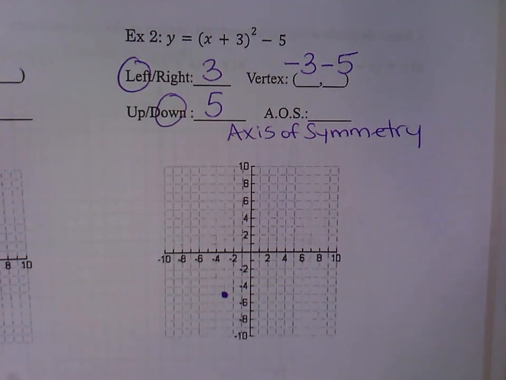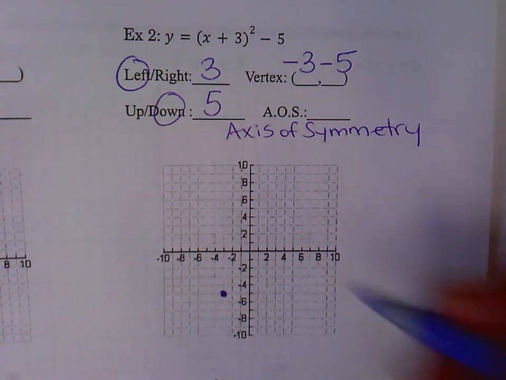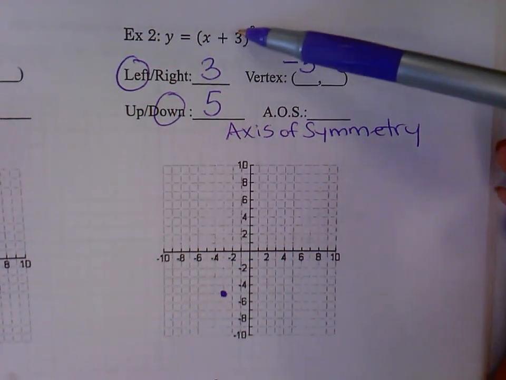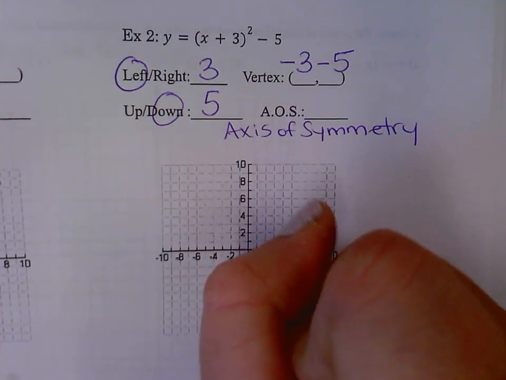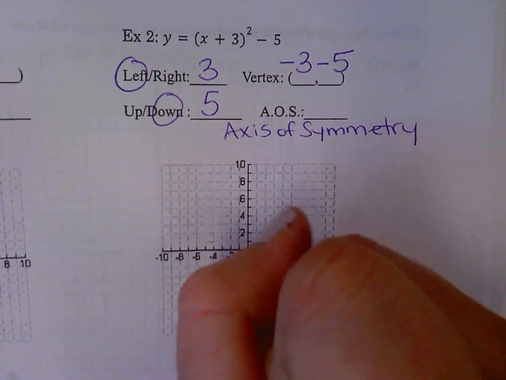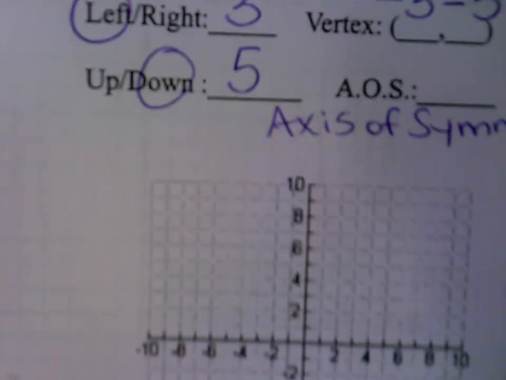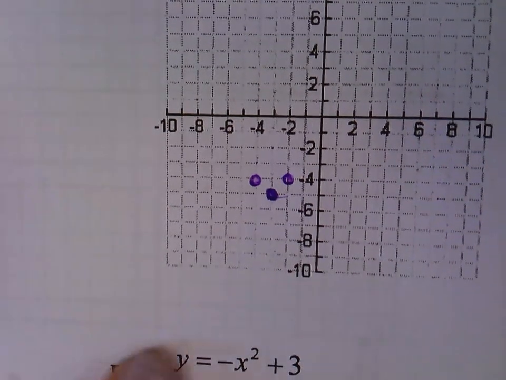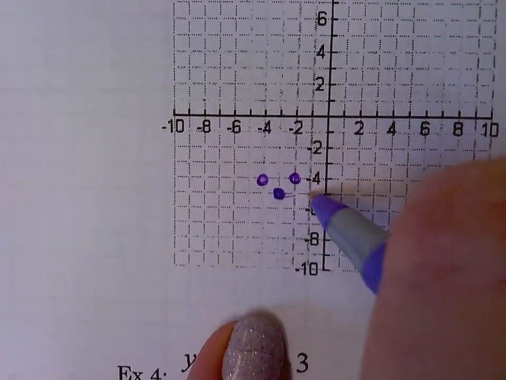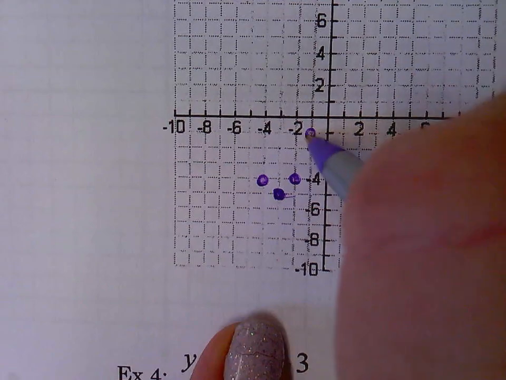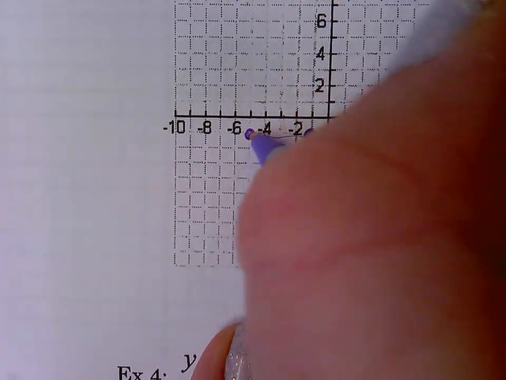What did we say that the parent points are? When it's a quadratic, we go over 1 and up 1 unit from the vertex. I'll zoom in on my graph here. So I go over 1 and up 1, and then over 2, up 1, 2, 3, 4 would put me here. And it's symmetrical, right, on both sides.